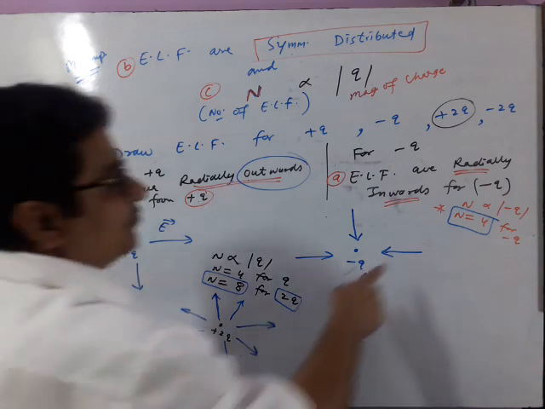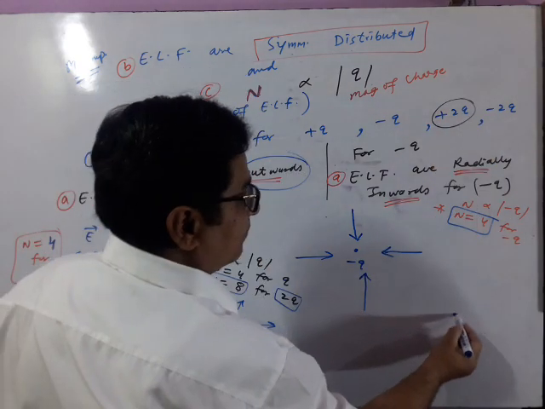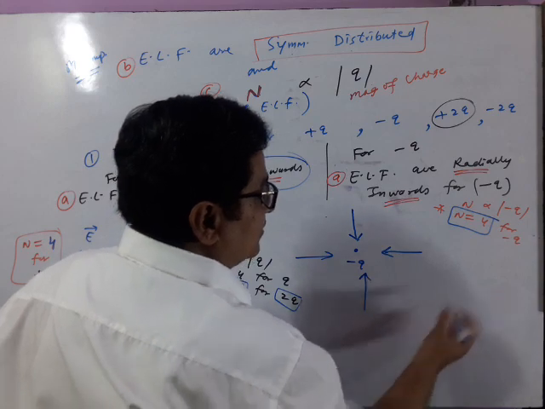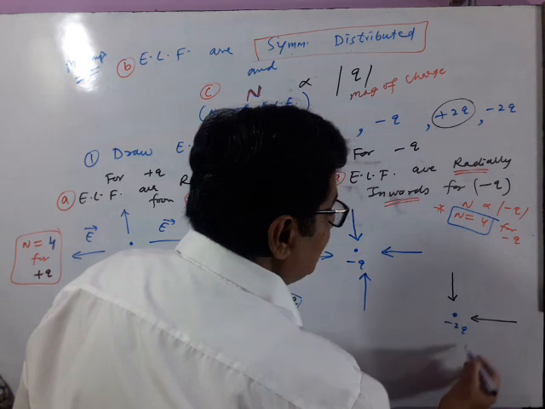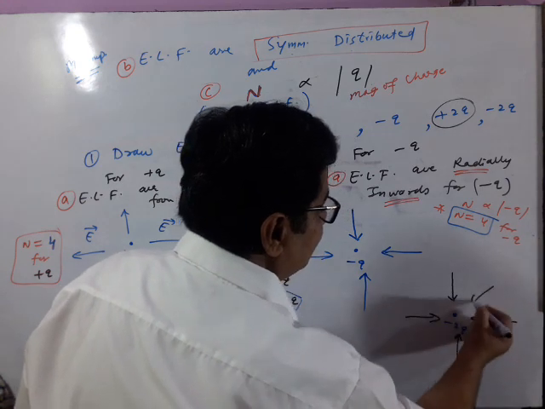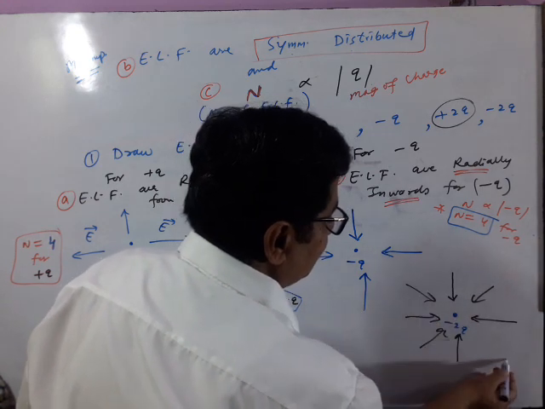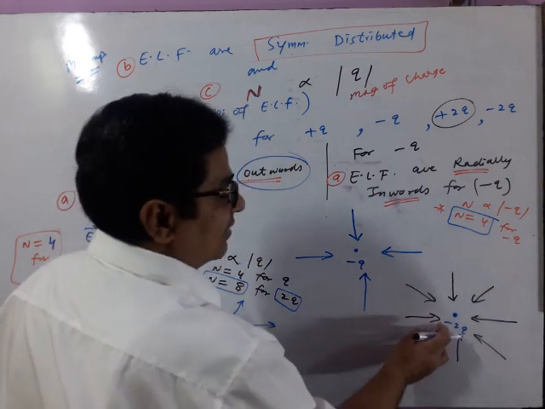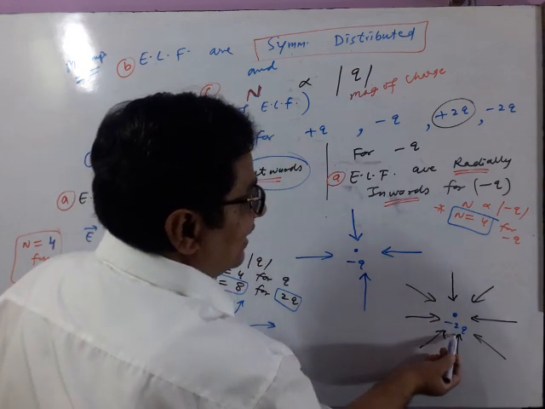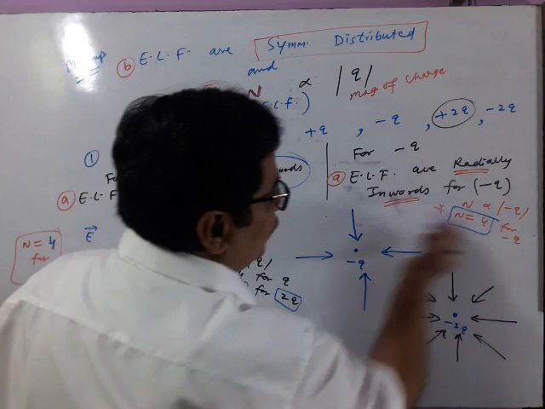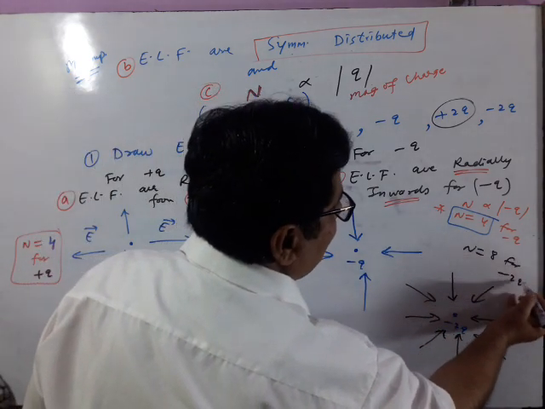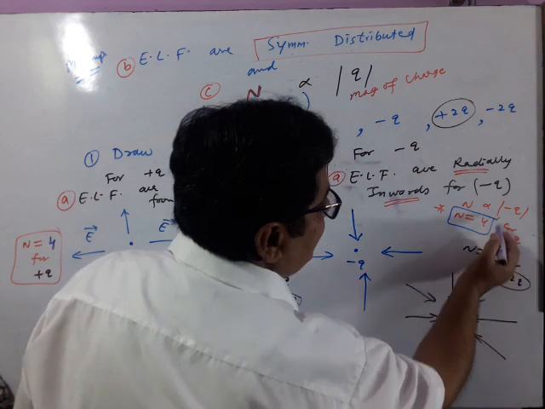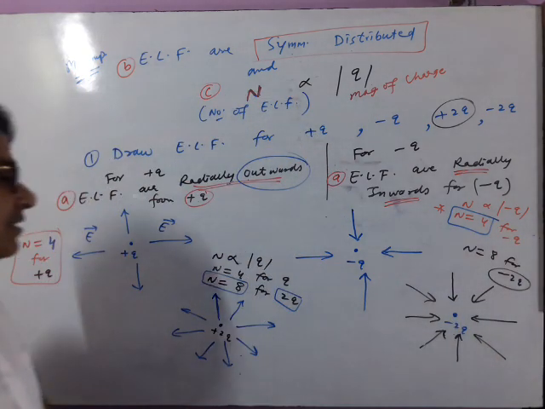Same way, you will draw for minus 2Q. So it is radially inwards only, towards minus Q. See this. Radially inwards. 8 lines. When 4 lines for minus Q or plus Q, then you will draw 8 lines for minus 2Q. Because its magnitude is double of that. Breathe in again.